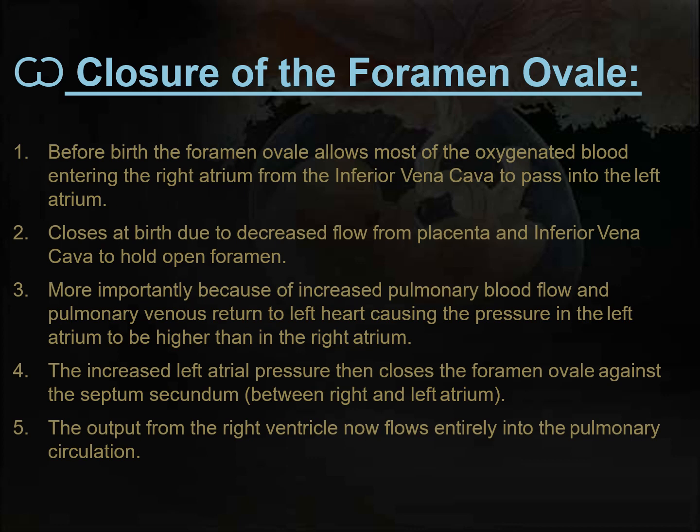So before the birth, the foramen ovale allows the oxygenated blood entering the right atrium from the inferior vena cava to pass into the left atrium. It closes at birth due to decreased flow from the placenta and inferior vena cava to hold the foramen open. More importantly, because of increased pulmonary blood flow and pulmonary venous return to the left heart, the pressure in the left atrium becomes higher than in the right atrium. This increased left atrial pressure then closes the foramen ovale against the septum secundum. The output of the right ventricle now flows entirely to the pulmonary circulation. So that is the closure of the foramen ovale.